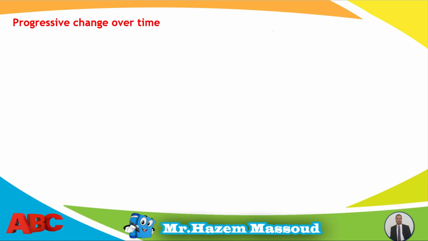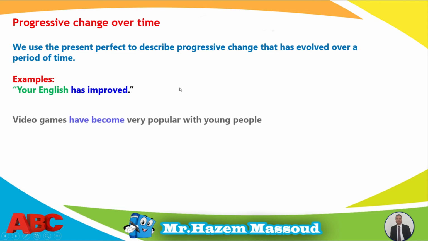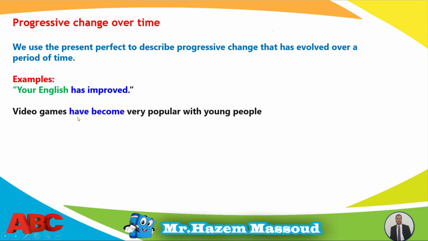Also, I can use the present perfect tense for a progressive change over time. We use the present perfect to describe a progressive change that has evolved over a period of time. For example, your English has improved. This is a progressive change. Video games have become very popular with young people.